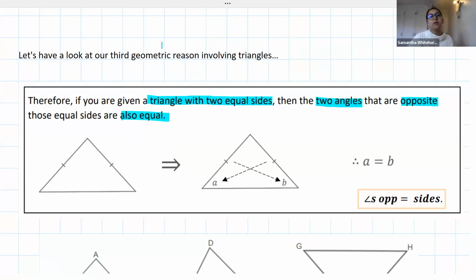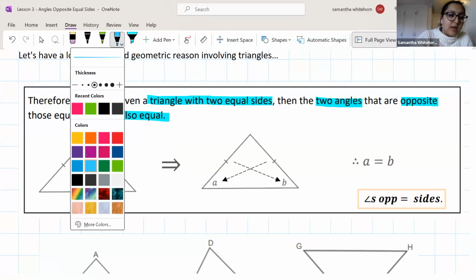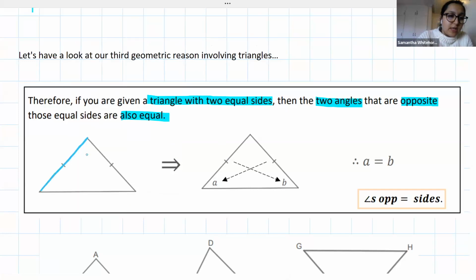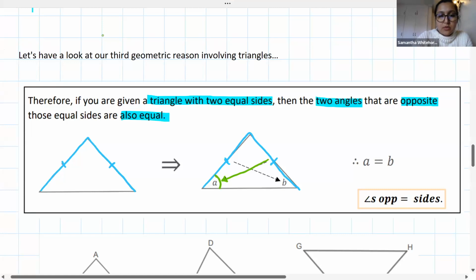All right, so if we go to our diagram and just visually see what this is actually saying to us. This reason is saying to me that if I'm given two sides of my triangle equal, and I know that those two sides are equal, remember, because it's got those little lines or those little strike marks on it. If those two sides are equal to each other in a triangle, then what I automatically know is that the angles opposite those sides, so the two angles that sit opposite those two equal sides, are then also equal.